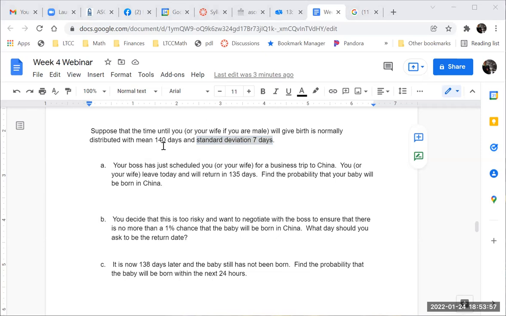Okay, so anyhow, that's the mean. So the mean just means that 140 days is what you expect. And the standard deviation is a natural birthing standard deviation for women.